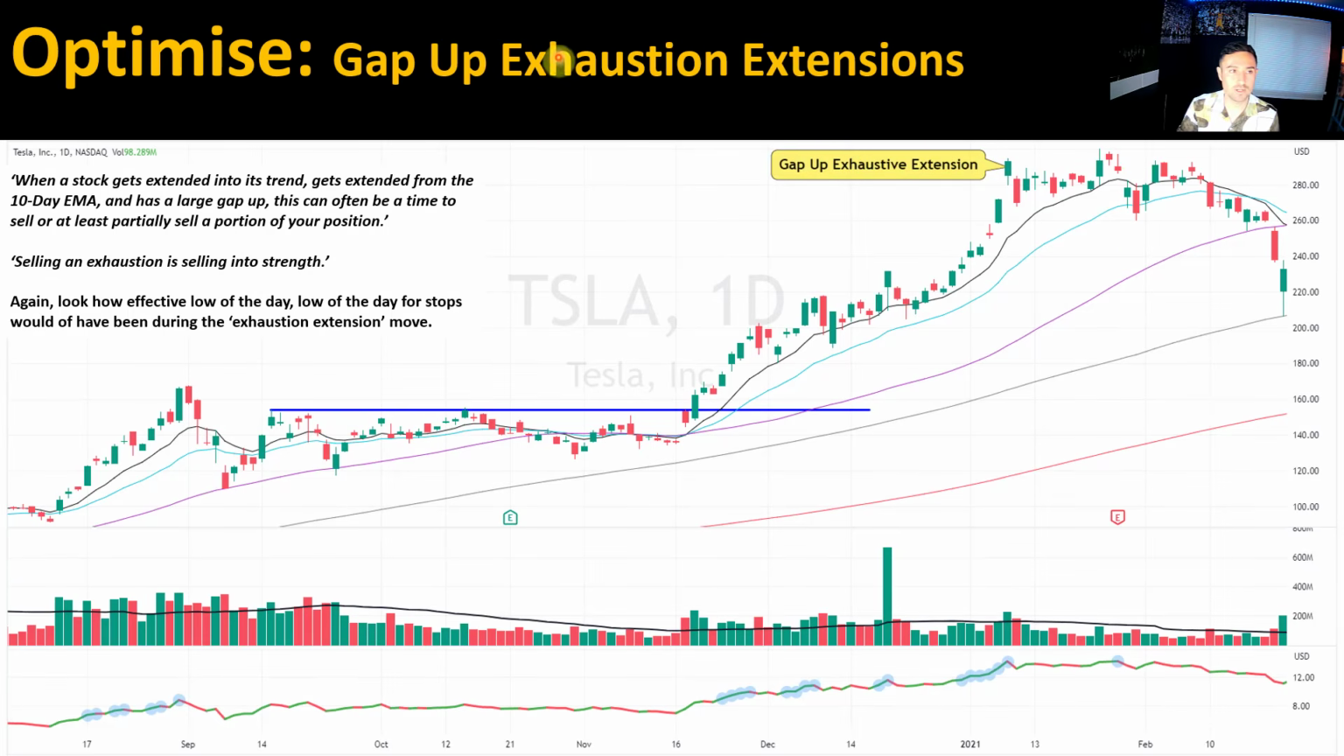Going on to another one, gap up exhaustion extensions. When a stock gets extended into its trend, gets extended from the 10-day EMA and has a large gap up, this can often be a time to sell or at least partially sell a portion of your position. Selling into exhaustion is selling into strength. Again, look how effective lower the day for your stops would have been during the extension.